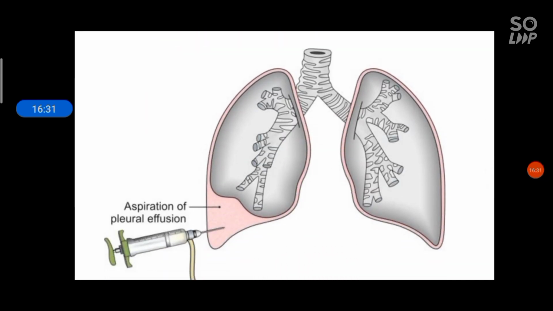Next is paracentesis or aspiration of the pleural effusion. It is done at the level of the 8th intercostal space, taking care to protect the VAN: vein, artery and nerve.